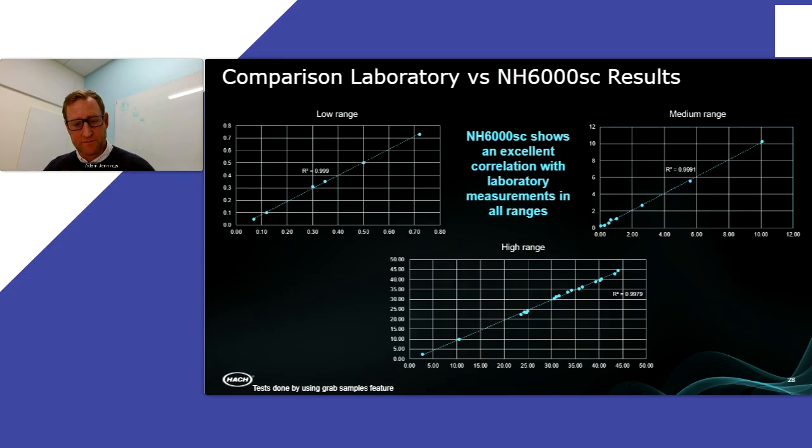So, some results from the field. I always like seeing data, and we have multiple ranges of this analyzer: high range, low range, and medium range, and the R values came back fantastic. These are all samples that were taken with the automatic grab sample feature, so that you know that it's the same sample that's being analyzed from the analyzer as you're taking to the field, which really helps square up this R value.